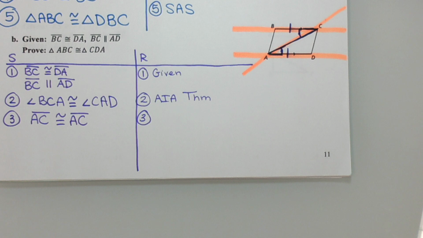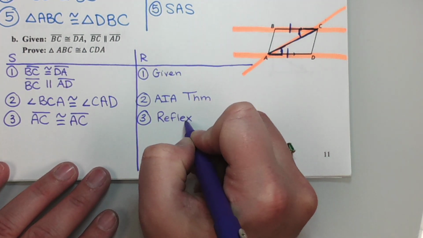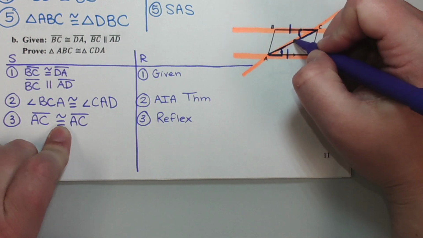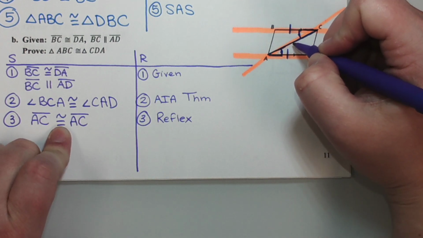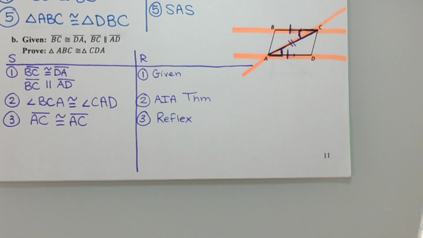Jada, what property said something's congruent to itself? Reflex. It's the reflexive property. I put a congruent symbol in here. I make sure to do the congruent symbol here. I'm going to do the double tick mark. Since it's the same line, I only have to do a single double tick mark. And then I double check.